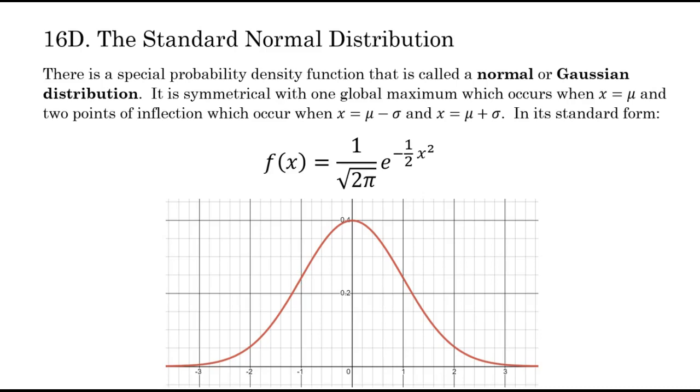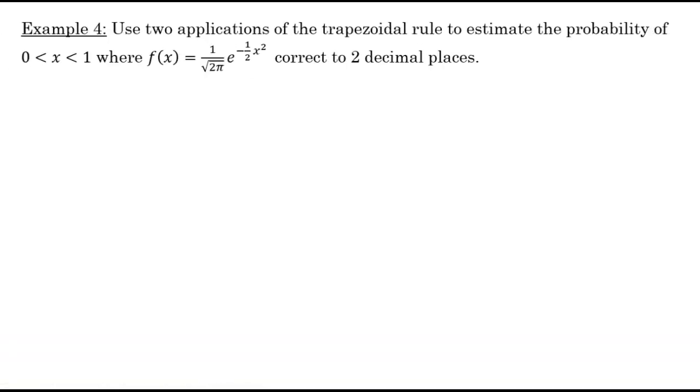In its standard form, it has this equation: 1 over square root of 2 pi multiplied by e to the negative half of x squared. Anyway, that's a reasonably complex function, and for that reason integrating it is a little bit of a problem, and therefore finding the area under the curve is not super easy.